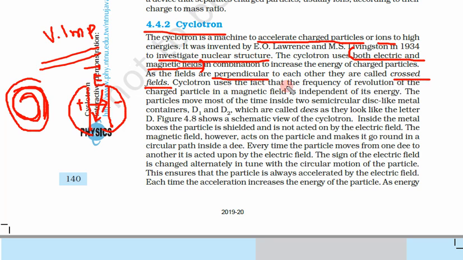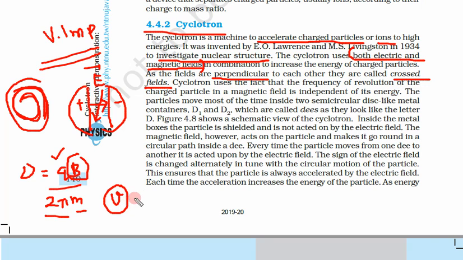Cyclotron uses the fact that the frequency of revolution of the charged particle in a magnetic field is independent of its energy. So we had seen this frequency was QB by 2 pi m. Here you can see that Q is a universal constant. Once you take the charged particle, that is fixed. 2 pi is a constant. Mass of the particle is also a constant. What you can change is the magnetic field. But again, velocity is not here. Velocity, that is its energy, is not here.